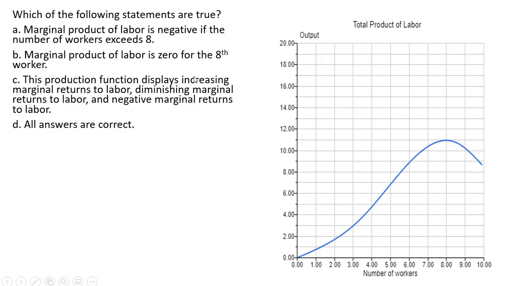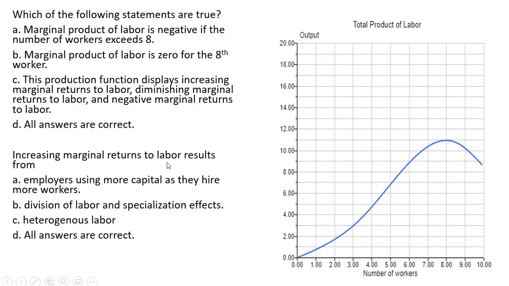This production function displays increasing marginal returns to labor. Yeah, right here. So when output is increasing at an increasing rate, that's due to increasing marginal returns to labor. When output is increasing now but at a diminishing rate, that's diminishing marginal returns to labor. And then over here, when output is falling, that is negative marginal returns to labor. So all answers are correct.